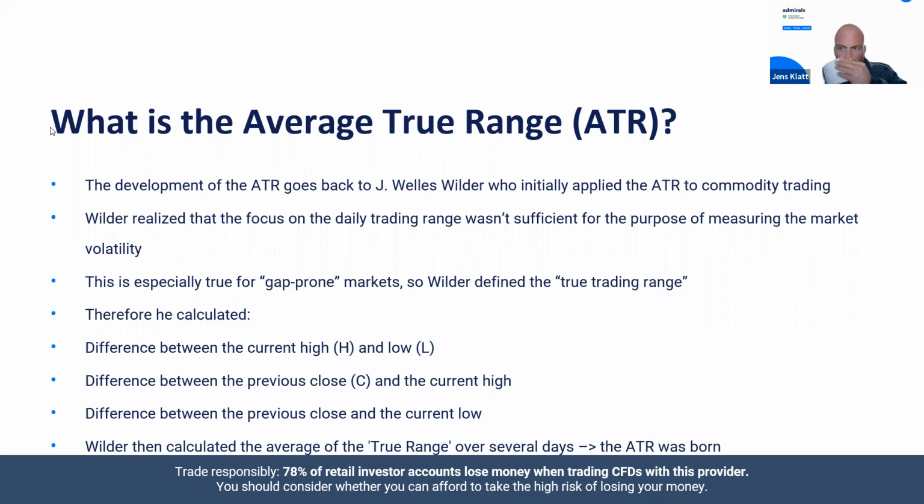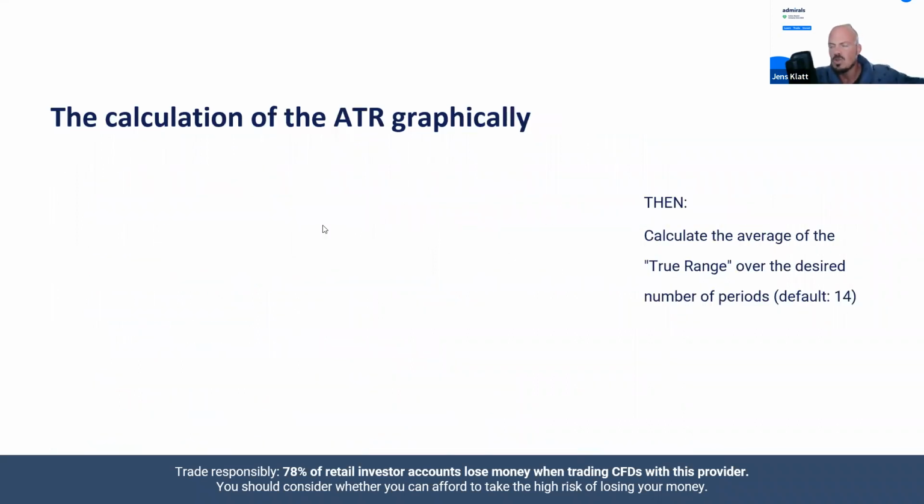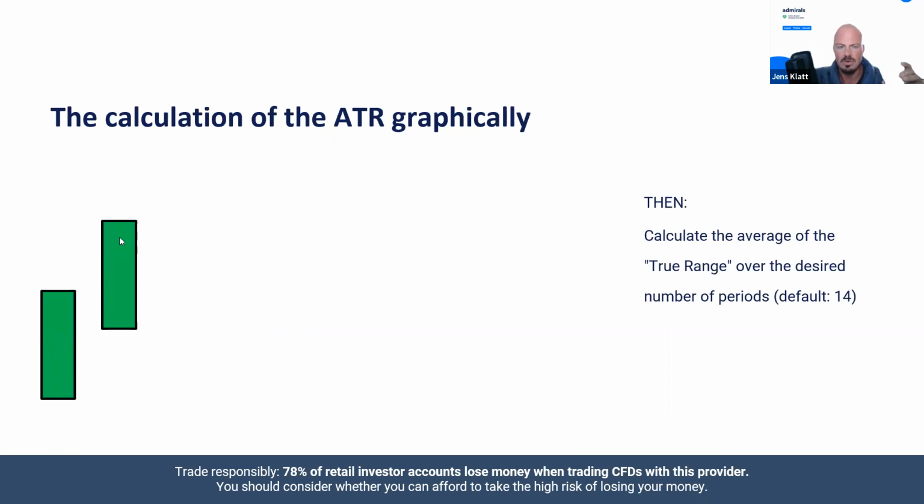I think it makes more sense here to have a look at a visual example in this context. So you have 2 candles in this case. Let's assume this is a daily candle, and you see the market moves up here, and this is what we call S1. S1 in this context is the difference between the current high and low of the trading day.